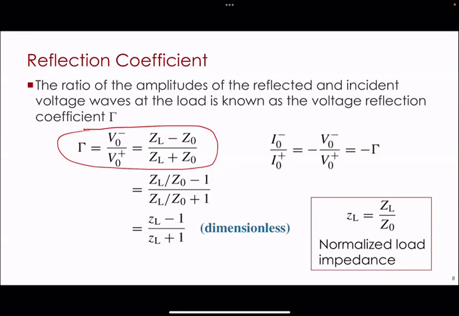So from that, you could say, well, what would gamma be if there was no reflected wave? What would the reflection coefficient be if there was no reflected wave? It'd be 0. If there's no reflected wave, then V0 minus is 0. There's no amplitude of it, right? What would the reflection coefficient be if everything was reflected? The entire incident wave got reflected. What would the reflection coefficient be? It'd be 1. Could you have a reflection coefficient of 2?